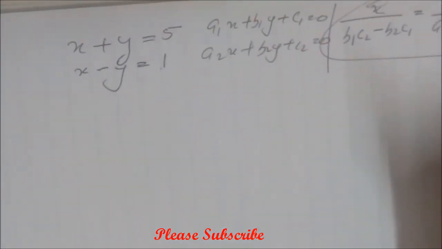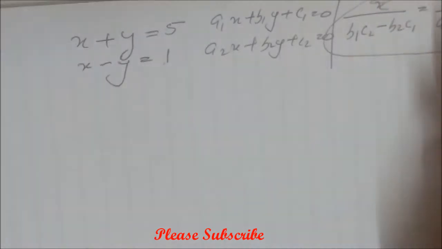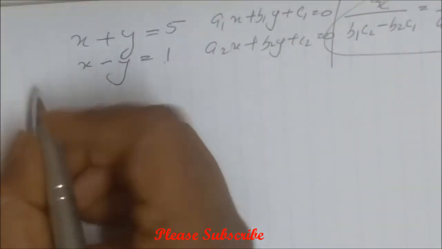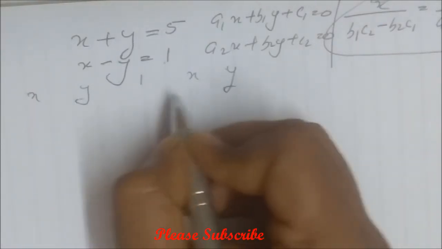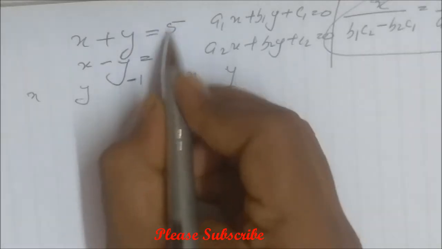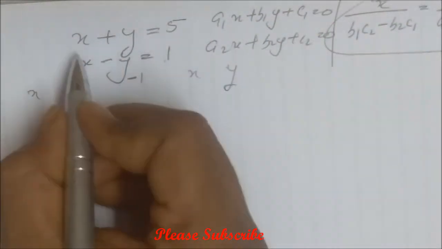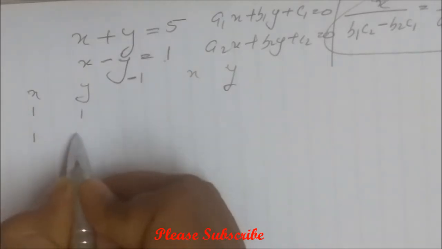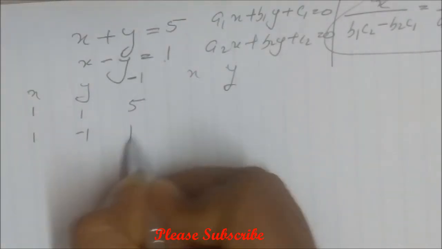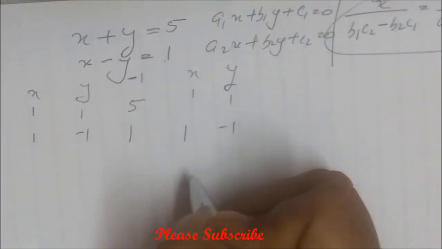Most probably in exams, you may get a question like this. It may not be in standard form, so it is better to use minus 1 there. For that I am using a trick here. I am writing x, y, 1, x, y. Here I am writing minus 1 because this is not in the standard form, so the constants are on the right side of the equation. And I write the corresponding coefficients under the variables: 1, 1, 1, minus 1, 5, 1, 1, 1, 1, minus 1.